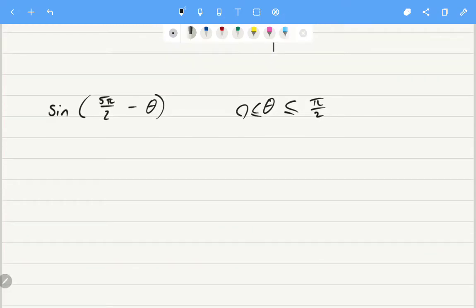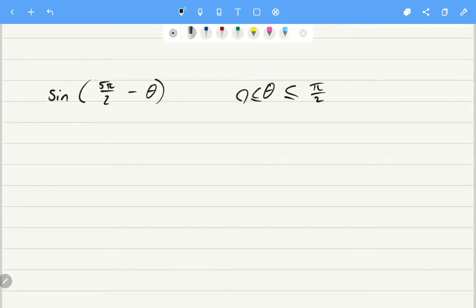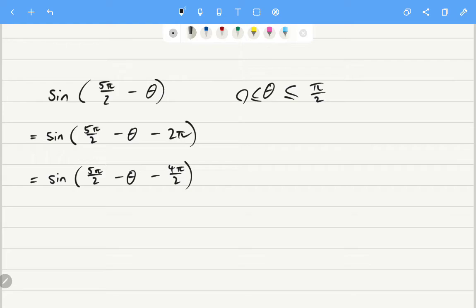One last one. This one's a bit more tricky, right? Well, the first thing I'm going to do is I notice that I've got more than 2 pi in my power, so let's get rid of it. 5 pi on 2 minus theta minus 2 pi. Can't add these things together though, so let's do that trick we do. 5 pi on 2 minus theta, well, minus 4 pi on 2, right? Because that's how we write it in halves. So I'm left with sine of pi on 2 minus theta.